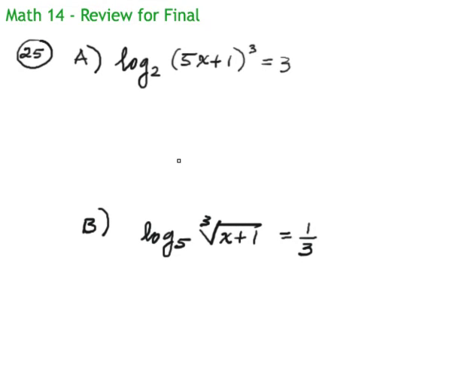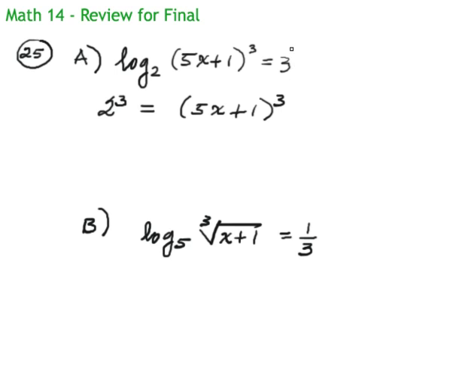Okay, here we have two log equations, and we're going to solve each one by converting to an exponential equation. In the first one, in A, this is log base 2, so 2 is the base. So we write 2 to the exponent 3 is equal to this expression. So that's how we convert. We write 2 to the exponent of 3, the base to the exponent, is equal to this expression.